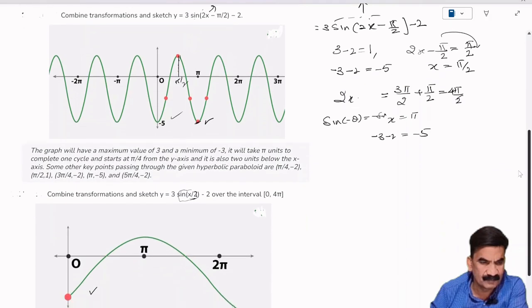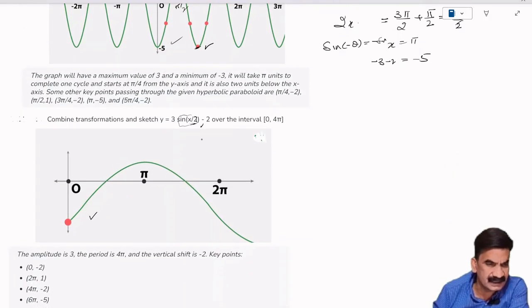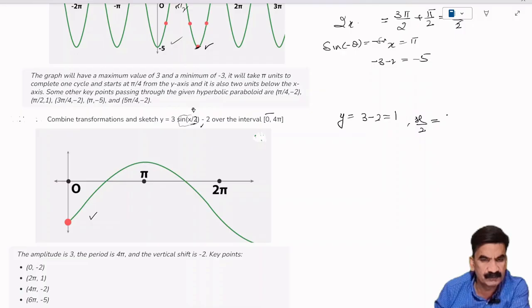Let's look at one more, which is 3 sin(x/2) − 2. x is, by the way, an angle here, right? Between 0 to 4 pi. So let's see what is the maximum value here. The maximum value of sine can be 1. When it is 1, y will be 3 minus 2 is equal to 1. And where will it be? x by 2 should be equal to pi by 2. Right? So x is equal to pi, y will be 1. I think you can see it here.